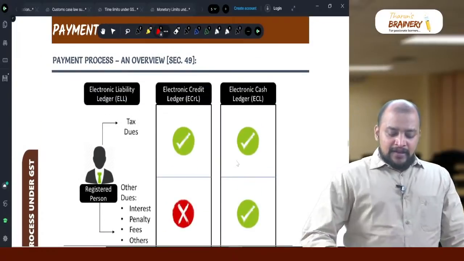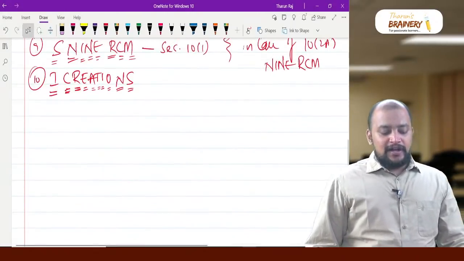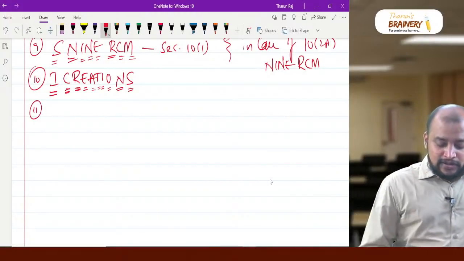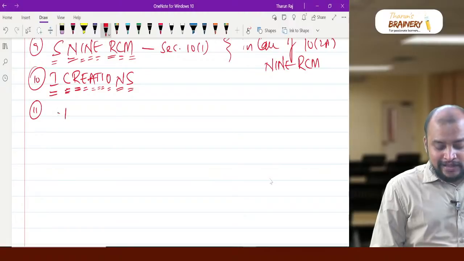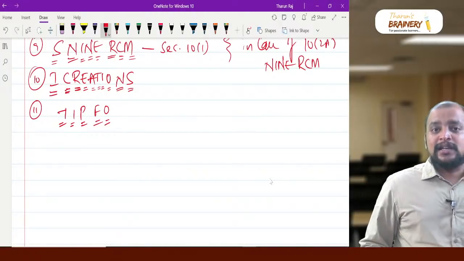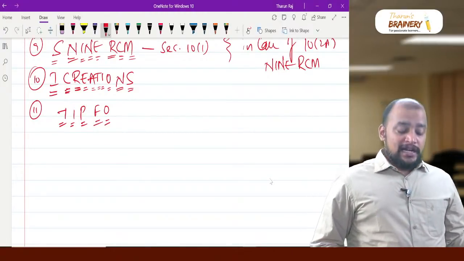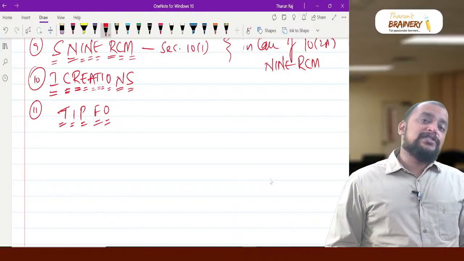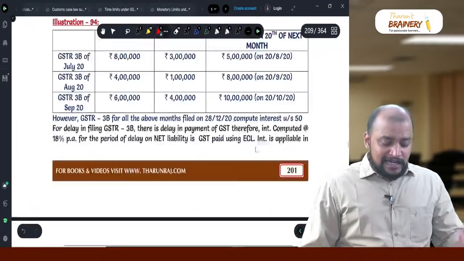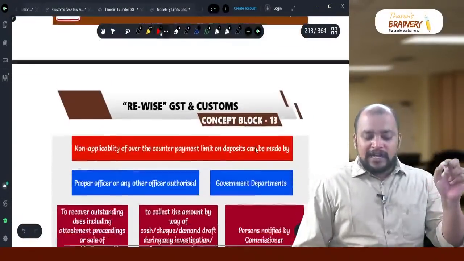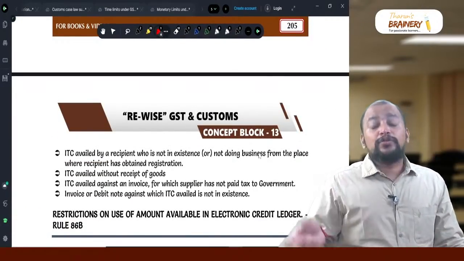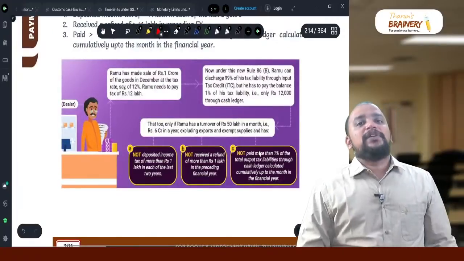And then what are the various minor heads? In case of the electronic cash ledger, there will be 5 minor heads, TIPFO: tax, interest, penalty, fee and others. We can use the electronic credit ledger balance for payment of tax dues alone, but we can use the electronic cash ledger balance for payment of all these things. And then here 86B is there. 86B is one area which can be tested, that is payment of 1% of the liability through the cash ledger. But 86B is not applicable in 3 cases.